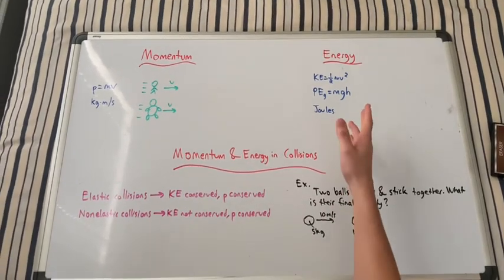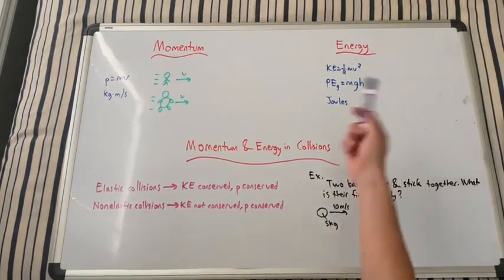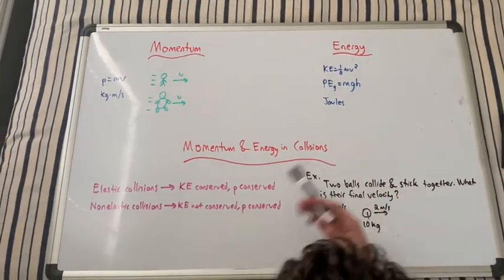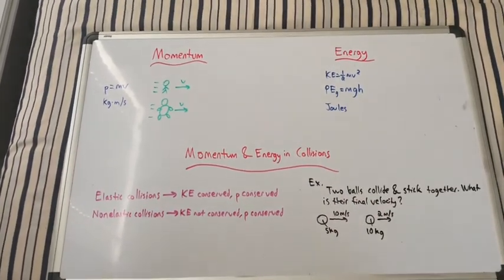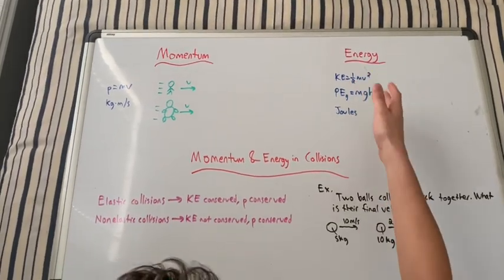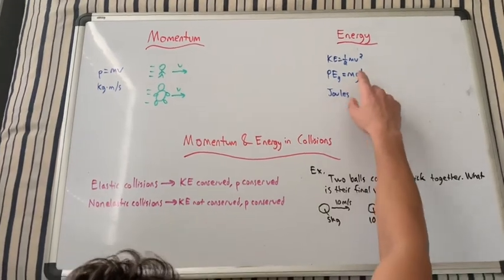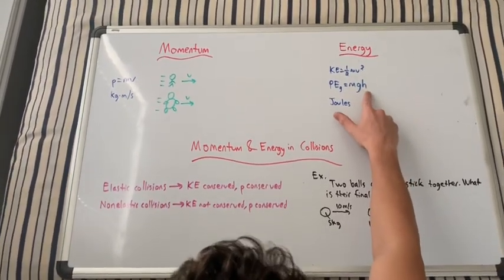Now we're moving on to energy, and you might recognize these two equations. I brought them up in the Robin Hood swing problem video that we did, and they're both measured in joules. Kinetic energy is 1/2 mass times the velocity squared, while potential energy is mass times acceleration due to gravity times a change in height.